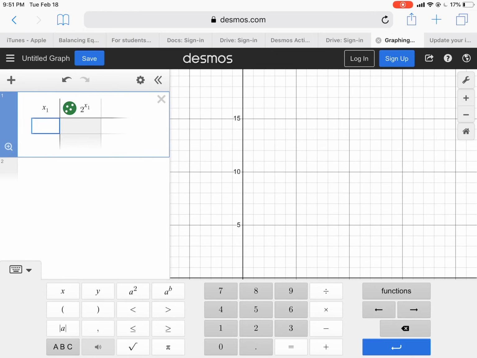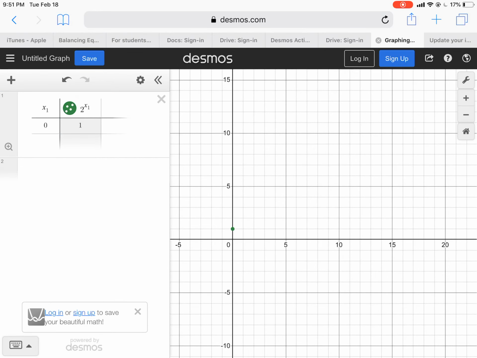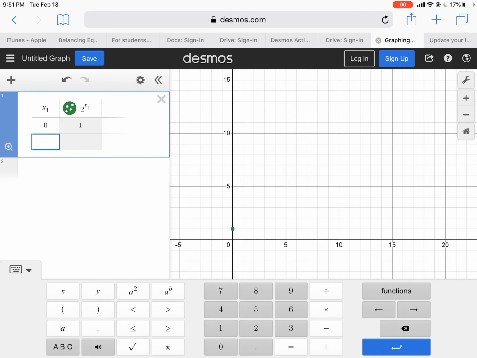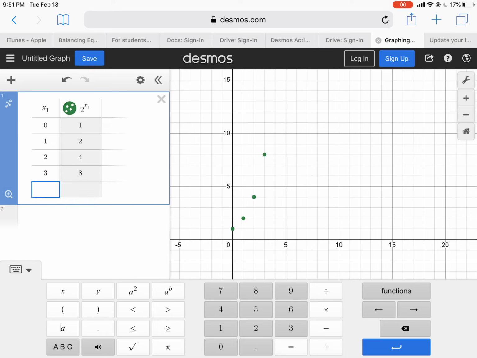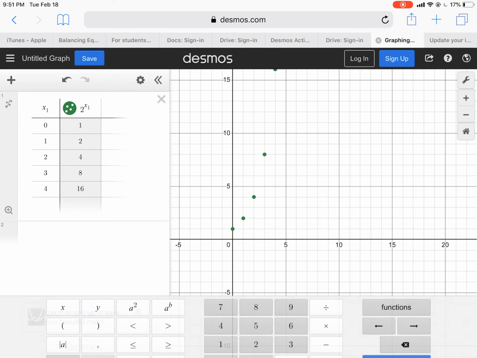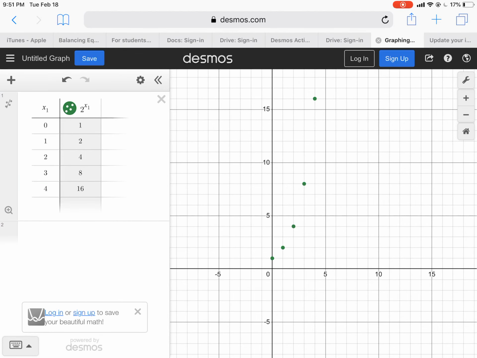I'm going to just start with 0, and it will automatically graph here. When I put in 0, 2 to the 0 is just 1. And then 1, 2 to the 1 is 2. So we'll go ahead and put in some points. There's 2 squared, which is 4. 2 to the 3rd, which is 8. 2 to the 4th, which is 16. And so we're going to start running off of our graph. But you can see this is what is called an exponential growth, because it is going up very rapidly.